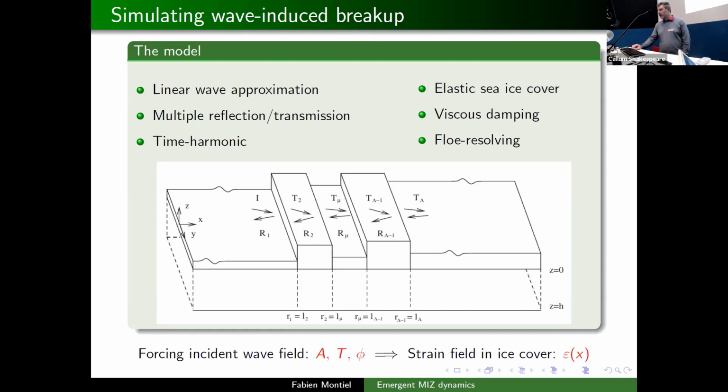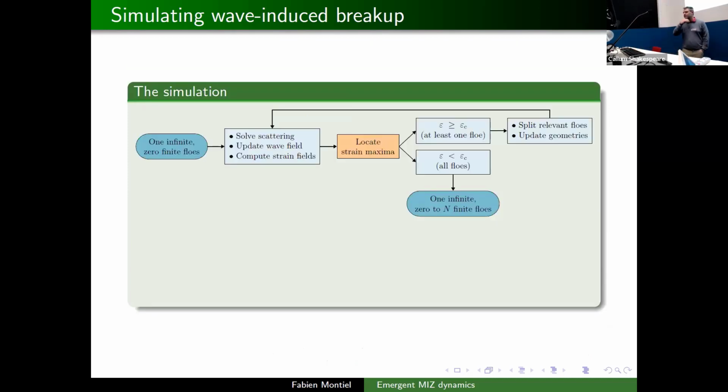And the idea here is that given a forcing wave field, so amplitude, period, and the phase of the waves, we get the corresponding strain field throughout the ice cover. And then based on the strain field, if it's strong enough, then we can break the ice accordingly. So don't worry too much about this diagram here, but that's an overview of the simulation we've done.